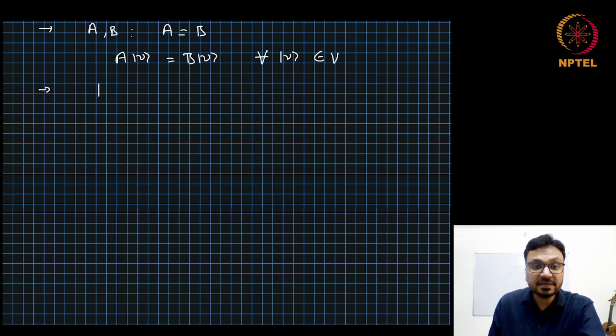If you have a vector psi and another vector phi, then the outer product of psi and phi, which I write as ket psi bra phi, is also a linear operator.